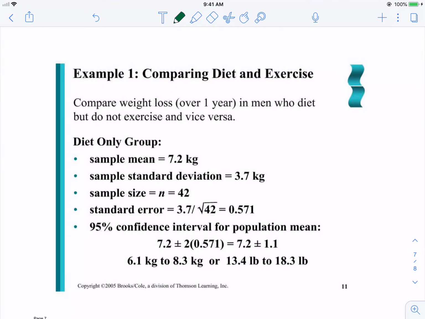So let's finish up by looking at an example here. At this weight loss clinic, there's a group that is trying to lose weight exclusively by diet alone, and there's another group that's trying to lose weight exclusively by exercise alone. And we're comparing their weight loss over the course of a year to men who diet but do not exercise, and vice versa. So let's look at the data for this diet-only group.